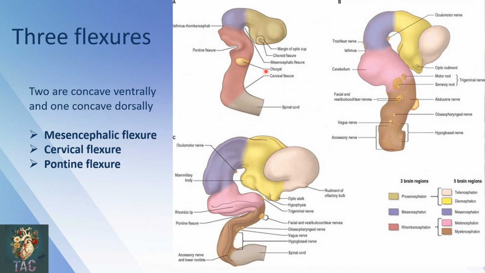Here you can see three flexures which are forming. Two are concave ventrally and one concave dorsally. Here is the mesencephalic flexure, which is present ventrally, and the cervical flexure, which is also present ventrally, and the one which is present posteriorly or dorsally over here is the pontine flexure, which divides the upper part of the hindbrain from the lower part of the hindbrain.